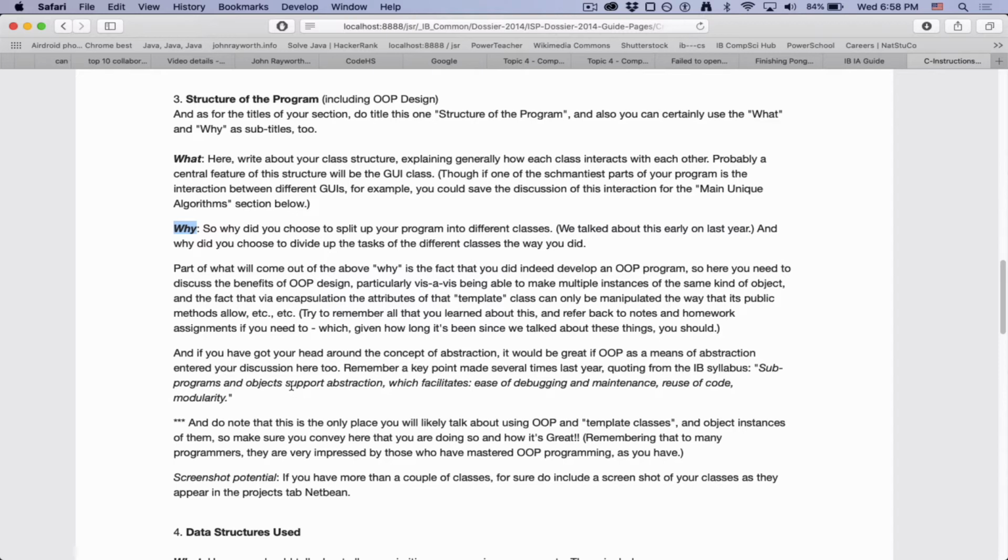And it wouldn't hurt you if you wanted to do a really, really good job at this. It wouldn't hurt you at all to go back and take a look at the assessment statements that relate to why we choose to do OOP as our approach to programming.